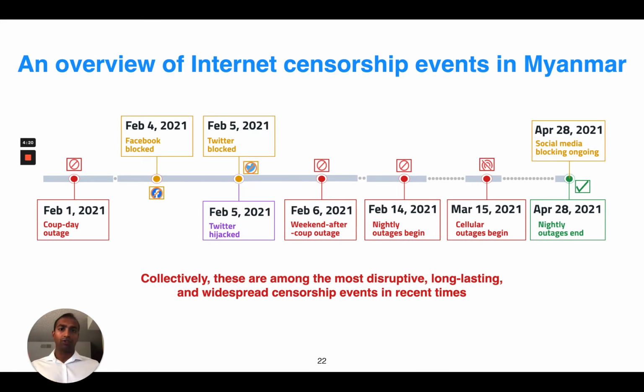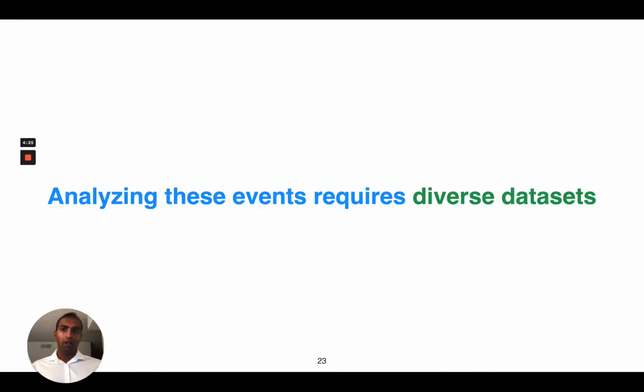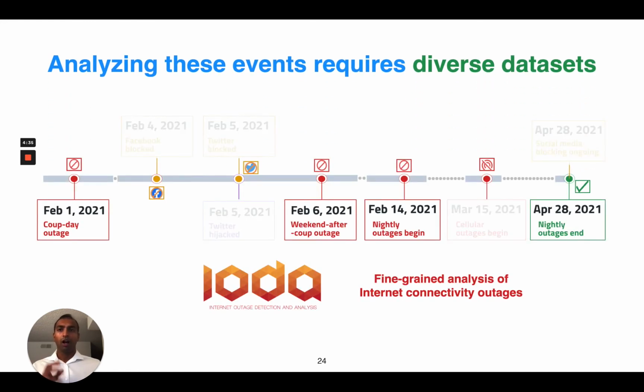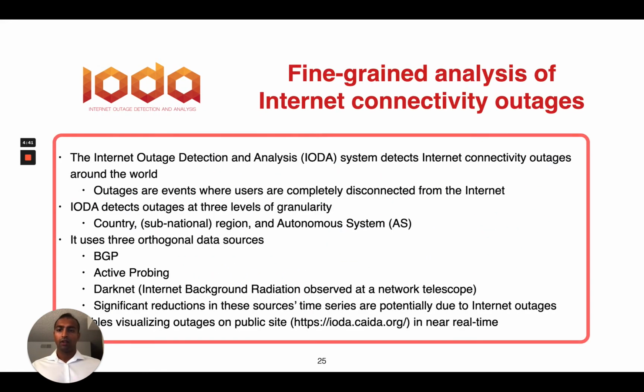Social media blocking requires different mechanisms to implement compared to internet connectivity shutdowns. And as a result, observing and analyzing these events also requires diverse tools and datasets, where each tool specializes in measuring a specific form of censorship. For example, IODA detects internet connectivity outages with fine time granularity around the world. IODA monitors the internet 24/7 to measure internet outages, where outages are defined to be events where users are completely disconnected from the internet. It detects outages at 3 levels of granularity, at the country, region, and AS level, that is at the level of individual networks.